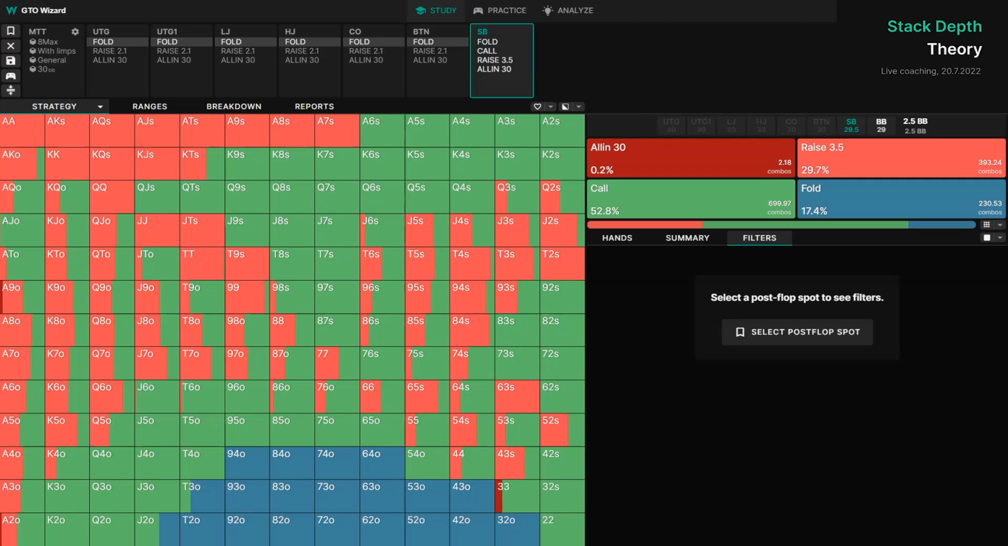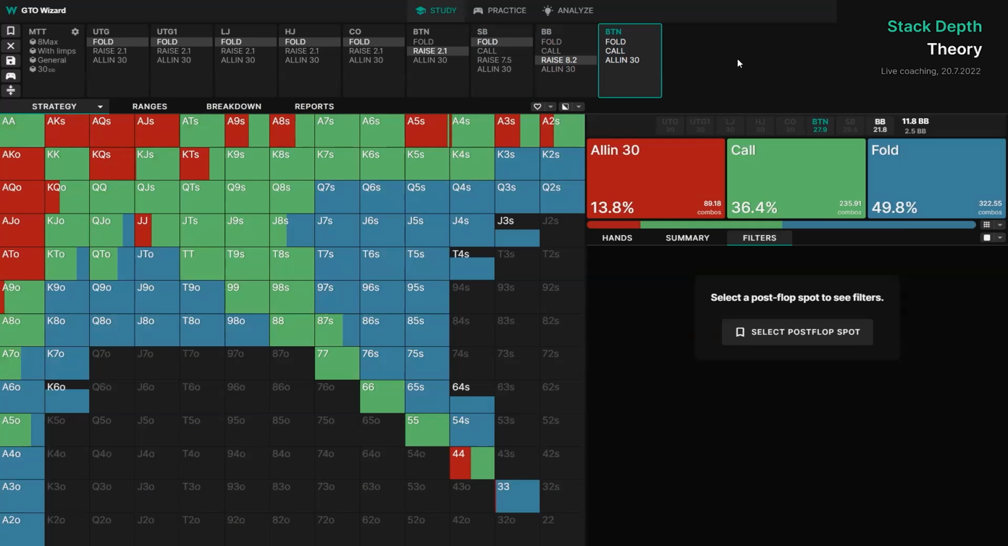Well, medium strength hands will often under-realize their equity. Nutted draws and hands with nut potential will over-realize their equity deep stacked. And so here's maybe another example.